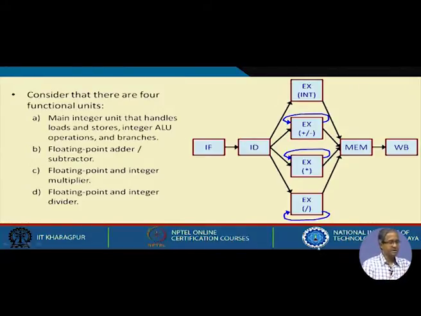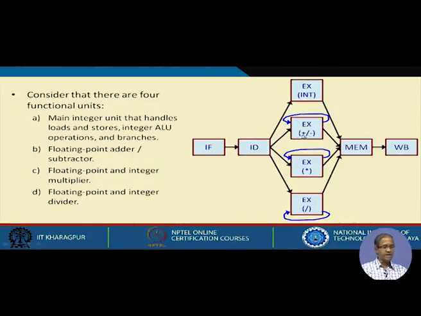Well, this is a logical picture where we are assuming that in the EX stage there are logically 4 functional units. The first one is our conventional integer unit, which you have seen so far. For that the sequence will be IF, ID, EX, mem, WB. So, we are showing it as the integer unit. The main integer unit will be handling all loads and store operations from memory, the integer ALU operations and also branches.